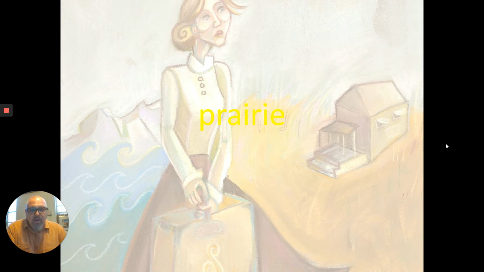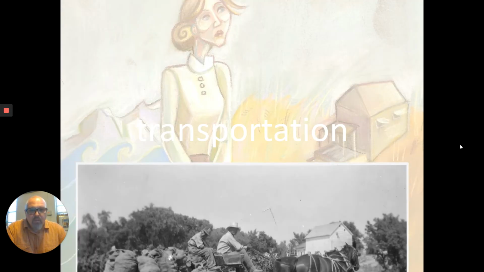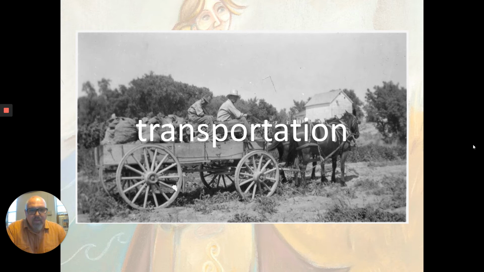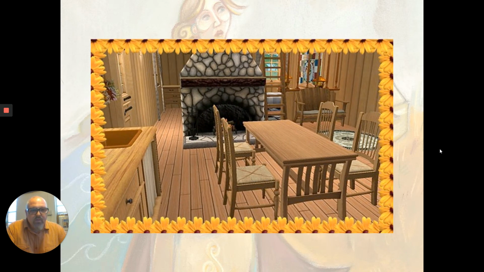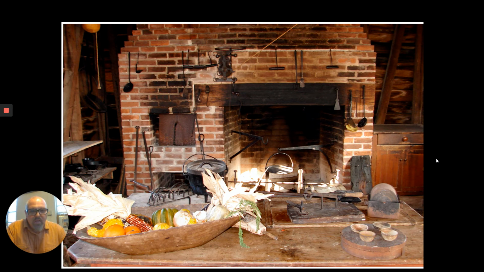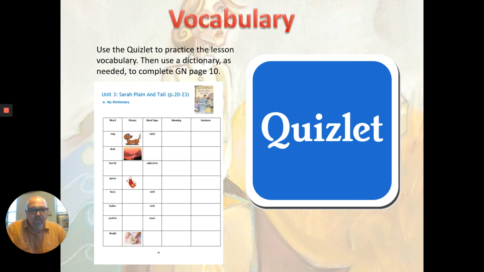They lived on the prairie. We should know this word from grade 5. It's a large, semi-flat or rolling area, with possibly rolling hills. It's grasslands. There's a picture of the prairies. Transportation, already mentioned, horse-drawn buggy or carriage. Farmhouse kitchen. Here's a picture of a farmhouse kitchen. The fireplace. Communication, they wrote letters.